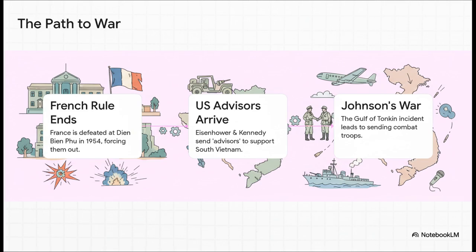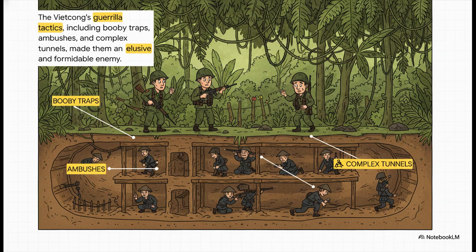The war was on. But the U.S. military, which was built to fight a massive tank battle in Europe, had no idea what it was getting into. They weren't fighting an army they could see. They were fighting guerrillas, the Viet Cong, who could strike from anywhere and then just disappear. They used ambushes, booby traps, and these incredibly complex tunnel systems. For the American soldiers, it was like fighting ghosts in the jungle.